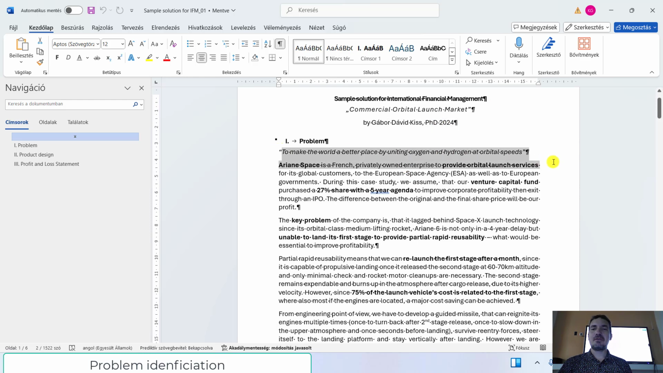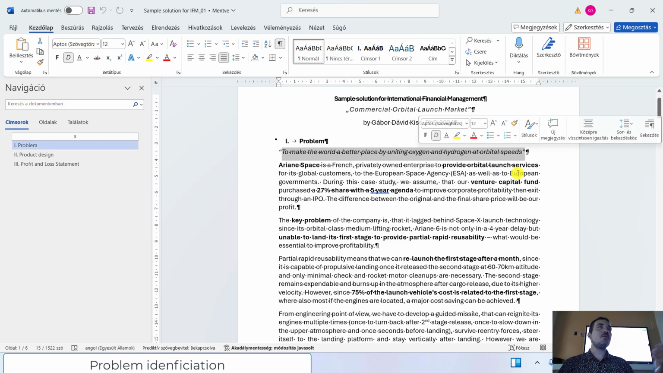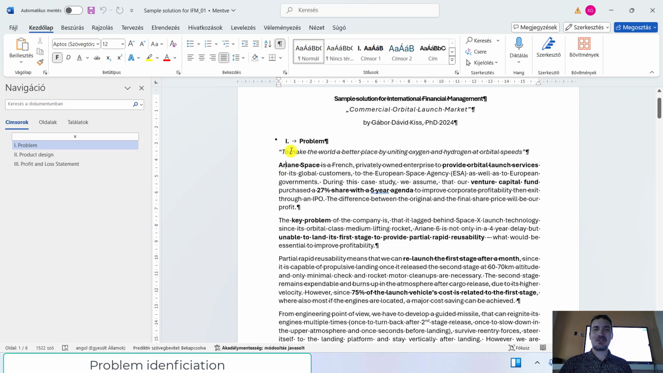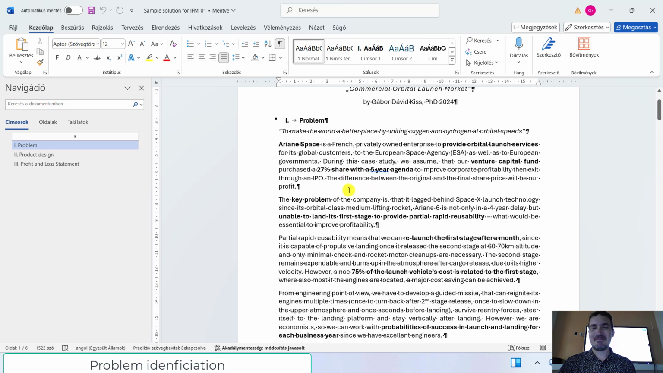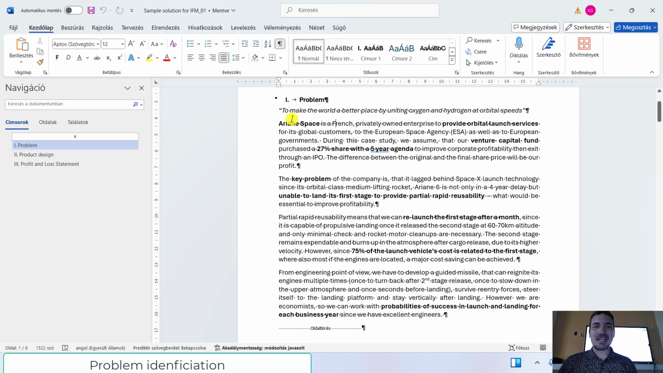Okay, so first of all we have to identify problems, and obviously we need a motivational quotation, because if we are creating any business plan in our modern world, we need something. Obviously we have to make the world a better place, because otherwise companies are not existent and not relevant. So, by utilizing oxygen and hydrogen at orbital speeds, practically it doesn't matter. It's up to you to make your own slogan. This is mine, and it's so beautiful and so meaningless.